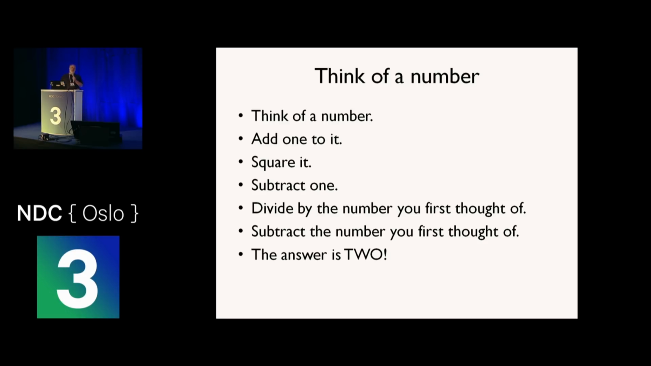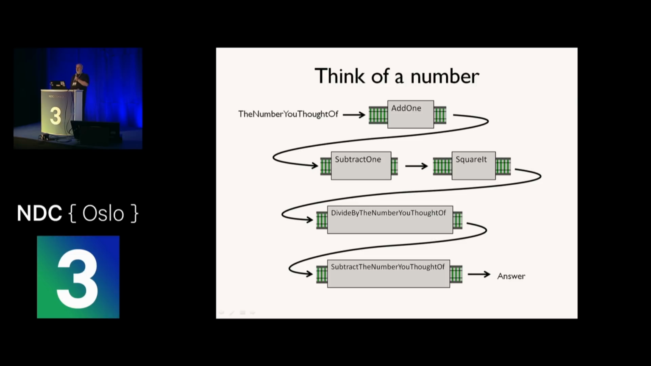So anyway, let's implement this, okay? We're going to use this composition idea. Each little piece is going to be a little bit of railway track, and we're going to glue the railway track together. So we're going to start with the number you thought of. We're going to feed it into the first one, which adds 1, and take the output of that and feed it into subtract 1, take the output of that, feed it into square it, and so on and so forth until we get the final answer. Okay, so this is the design we're going to use.